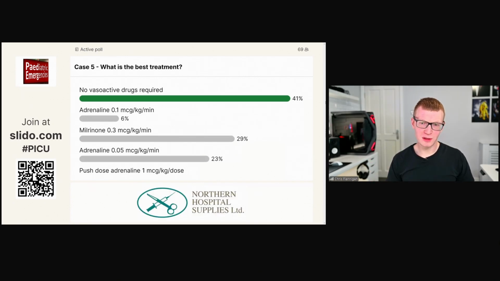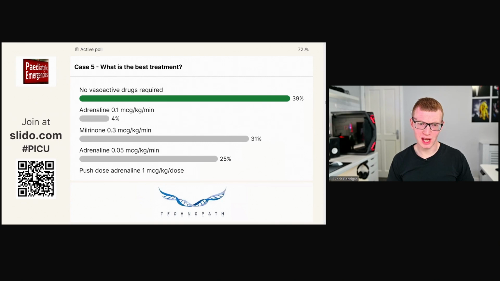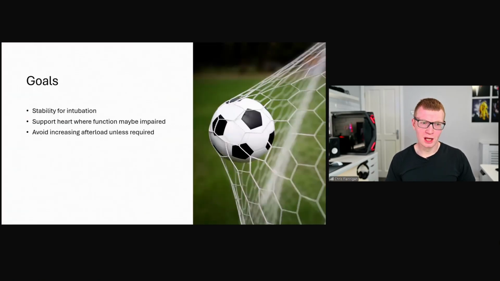Okay, so no vasoactive drug seems to be the most common. Milrinone is coming up as a close second, so I will touch on that at the end because I think that might be potentially quite a dangerous choice for this particular patient. So what are our goals for intubating this patient? The biggest thing is stability.